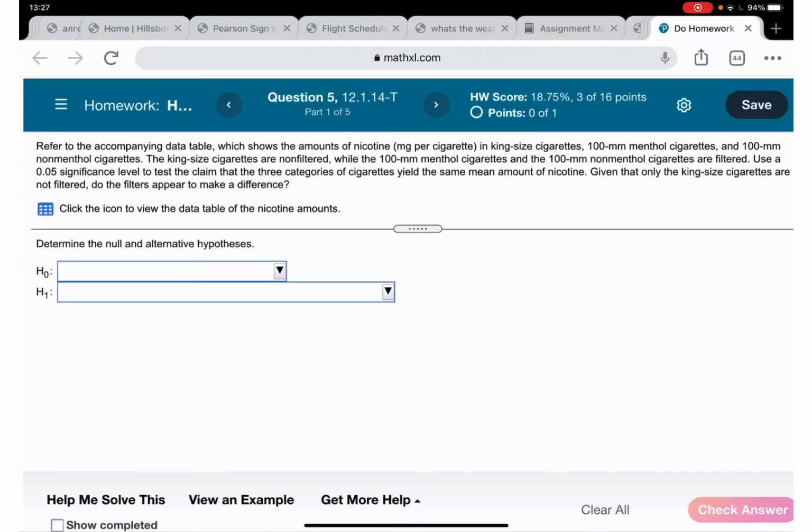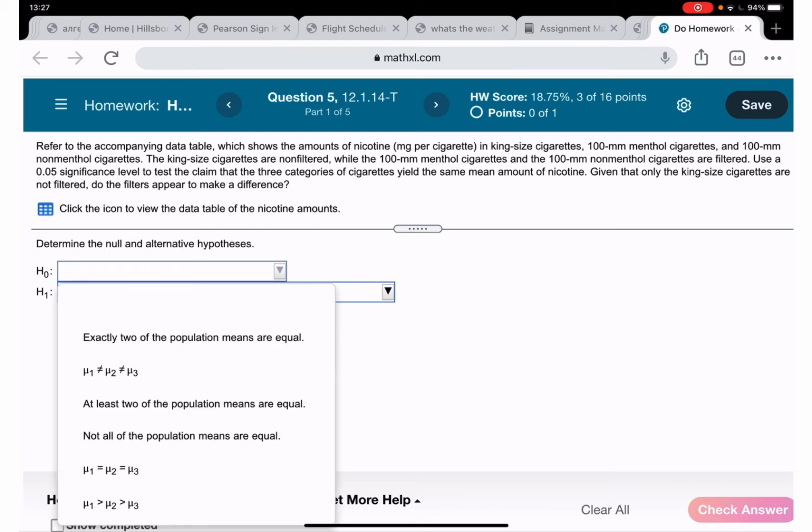Moving to question number 5. Refer to the accompanying data table, which shows the amount of nicotine in milligrams per cigarette in king size cigarettes, 100 millimeter menthol cigarettes, and 100 millimeter non-menthol cigarettes. The king size cigarettes are non-filtered, while the 100 millimeter menthol and non-menthol cigarettes are filtered. Use 0.05, meaning a 5% significance level, to test the claim that the three categories of cigarettes yield the same mean amount of nicotine.